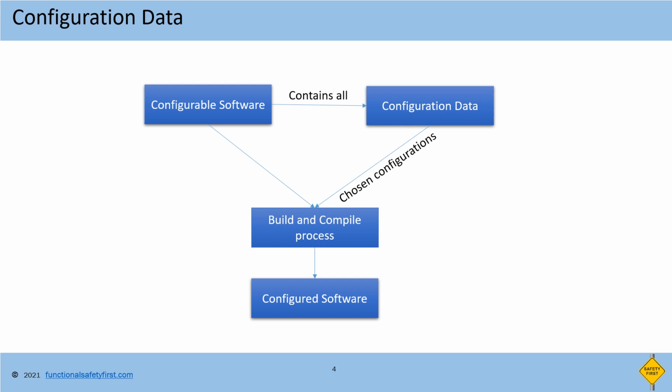In this slide, we will introduce you to two new terms, configurable software and configured software. Configurable software can be interpreted as a superset software that contains all the configuration data of which only a selected set is used for the build and compile process. The configured software is like a subset software that contains the functionality that was selected by the configuration data.